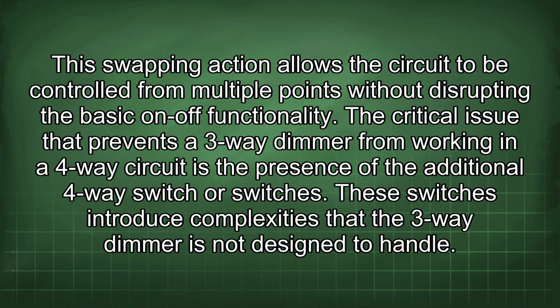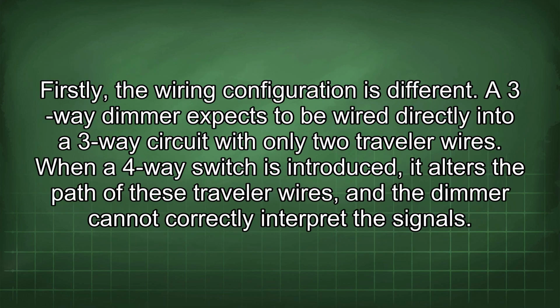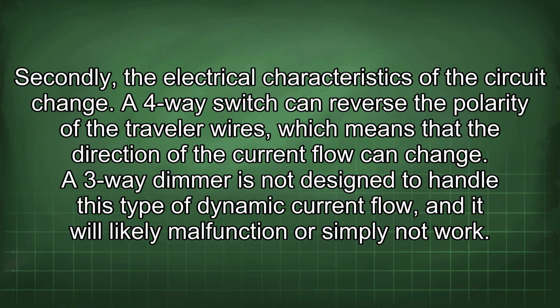The critical issue that prevents a three-way dimmer from working in a four-way circuit is the presence of the additional four-way switch or switches. These switches introduce complexities that the three-way dimmer is not designed to handle. Firstly, the wiring configuration is different. A three-way dimmer expects to be wired directly into a three-way circuit with only two traveler wires. When a four-way switch is introduced, it alters the path of these traveler wires and the dimmer cannot correctly interpret the signals.